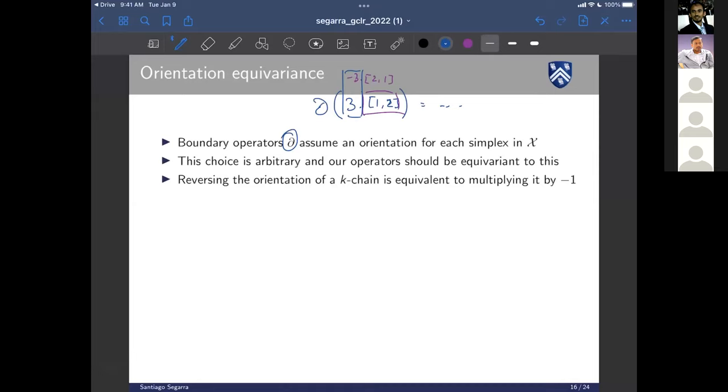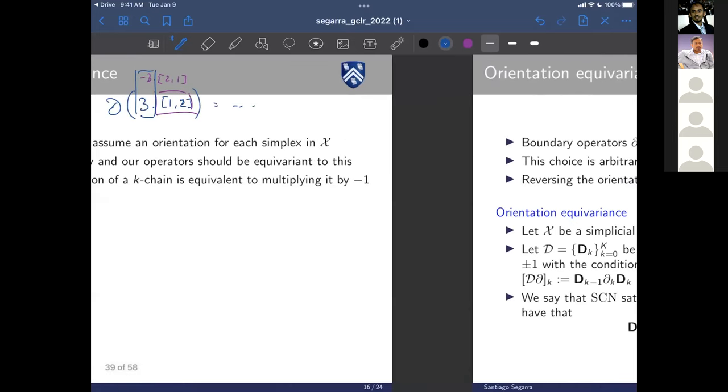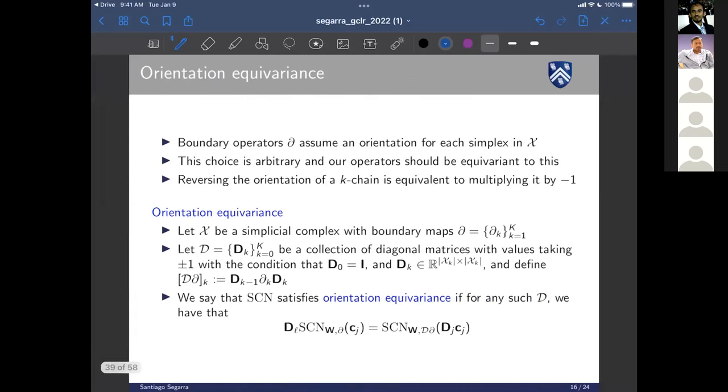So we wouldn't want our architecture to depend on our arbitrary decision on whether to orient things 1, 2, or 2, 1. Essentially, this means that if we just reorient things, we want to get a reoriented output of what we had originally gotten. And again, here one can define this formally, just like we did with permutation equivariance. But the picture to have in mind is the same as before.